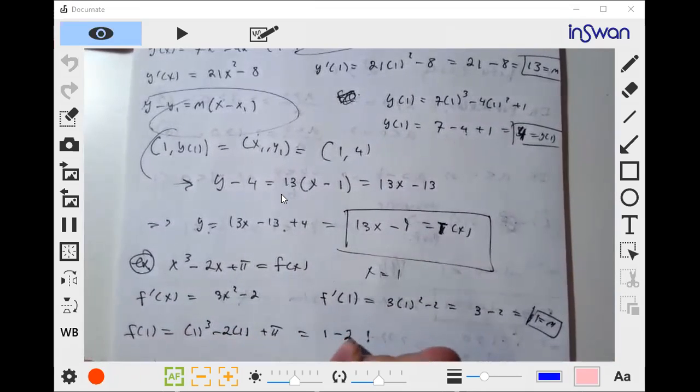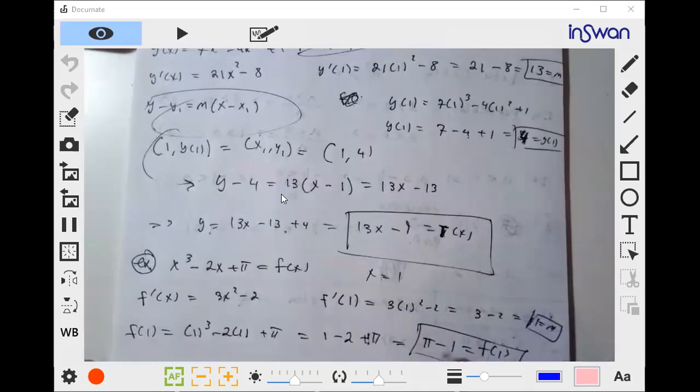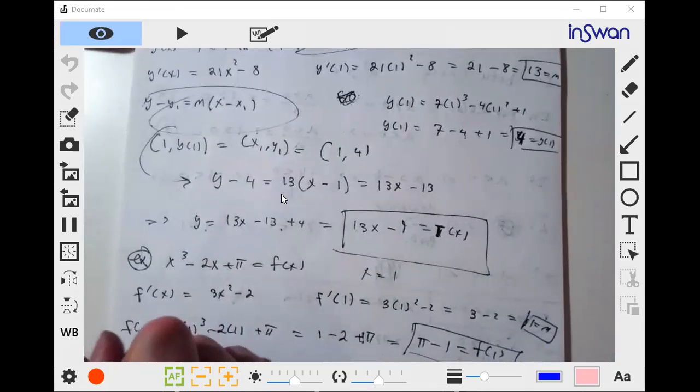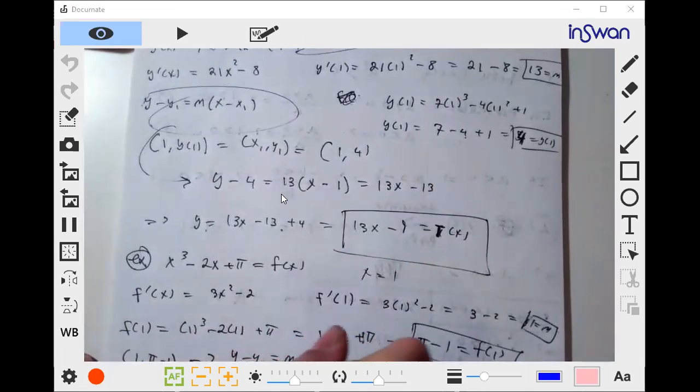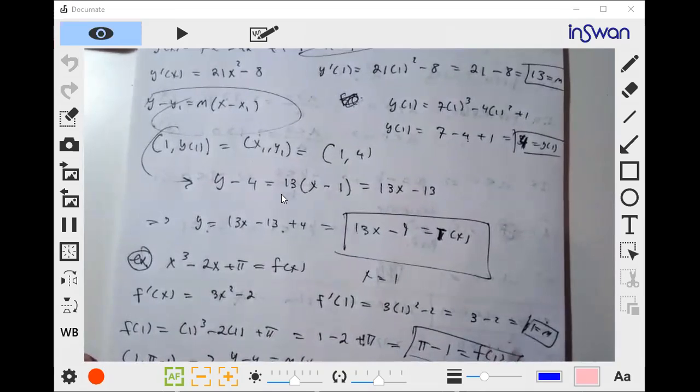So this becomes 1 minus 2 plus pi, so this becomes pi minus 1, which is our f of 1. So our coordinate pair is 1 comma pi minus 1. That implies y minus y1 is equal to m times x minus x1. So we got y minus our y1, which is pi minus 1, is equal to our slope 1 times x minus 1.